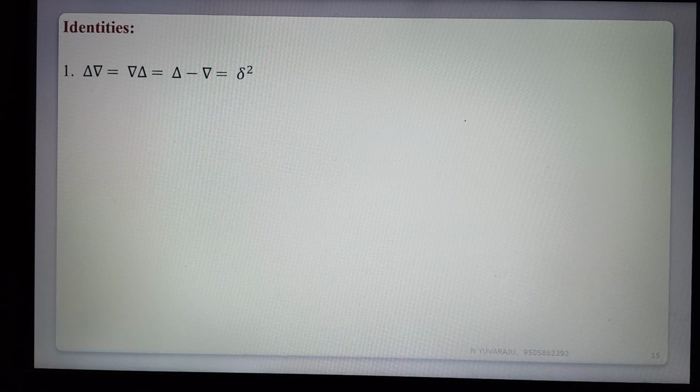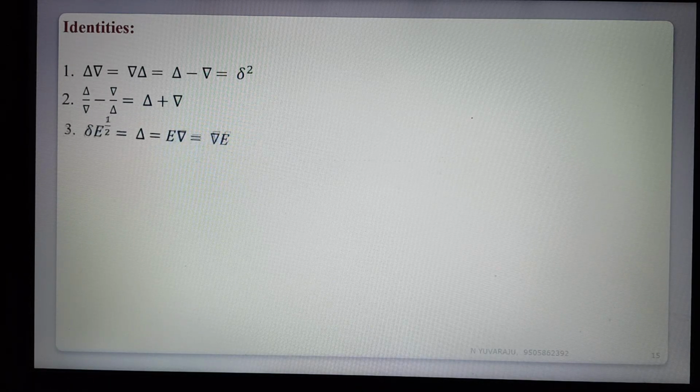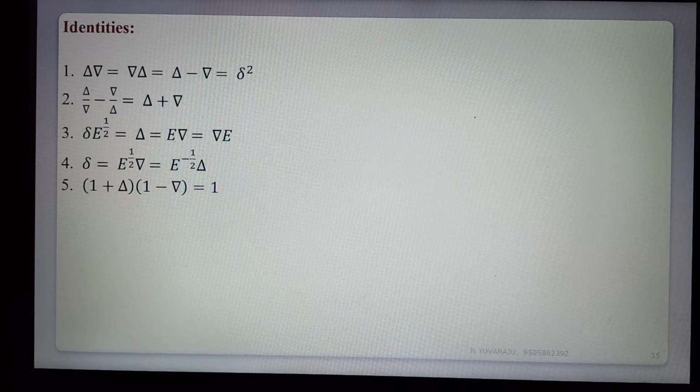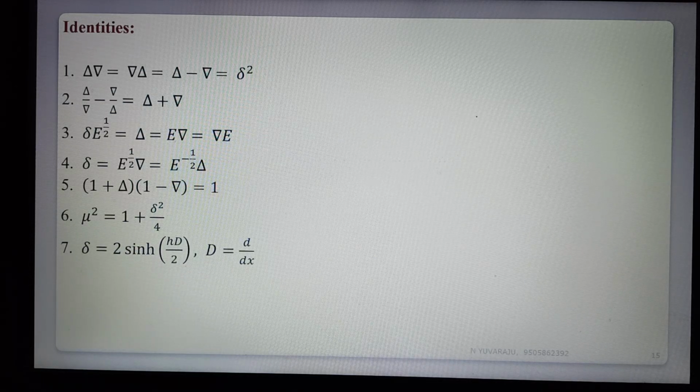So these are the identities, the remaining formulas and the relation between all identities. See the first one, second one, third one, fourth one, fifth one, sixth one, seventh one. Similarly, we have to show the previous relation. In the same way, we can prove that one. Okay? This is another identity.